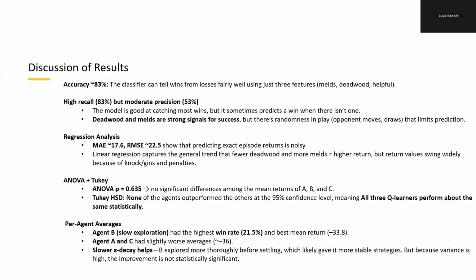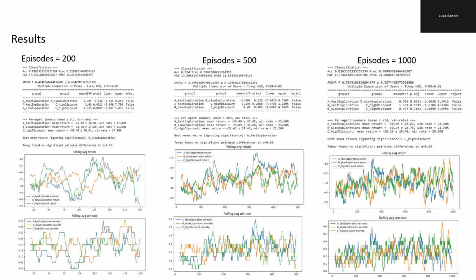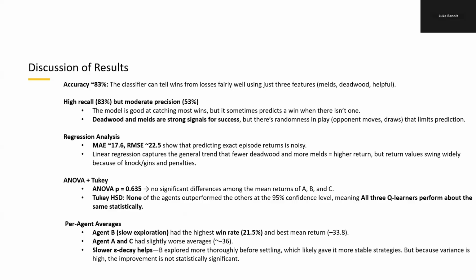In using the ANOVA and Tukey analysis, for our ANOVA, we have no significant difference among the mean returns of A, B, and C. And again, A, B, and C are the different discount and learning rates. And that is also confirmed with the Tukey modeling, where we see none of the agents outperform the others at a 95% confidence level.